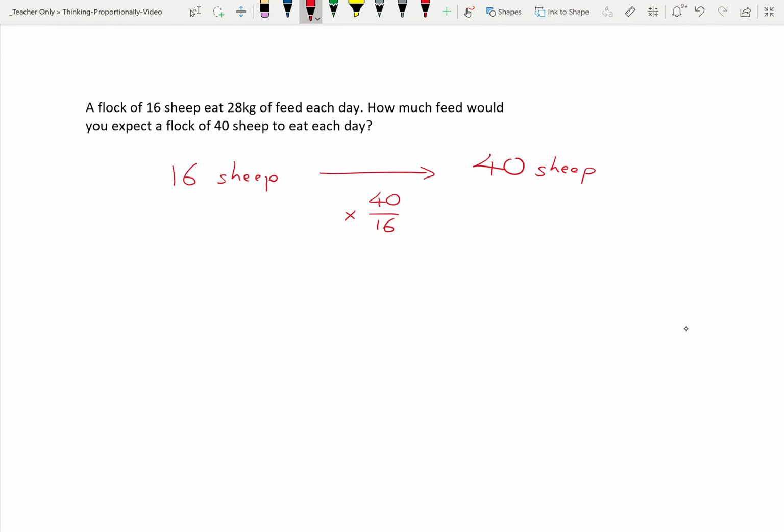But if we're happy to leave this as 40/16, it's just a number after all. And that means instead of requiring 28 kilograms of feed, we're going to need 40/16 times as much. So 28 times 40/16 is 70 kilograms. Try some of these in the next exercise.